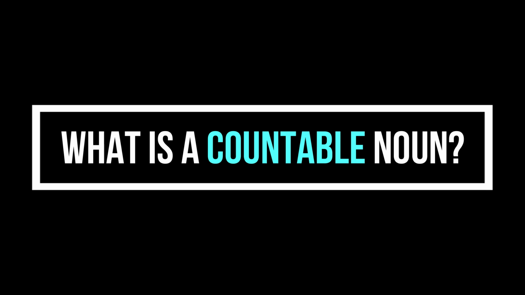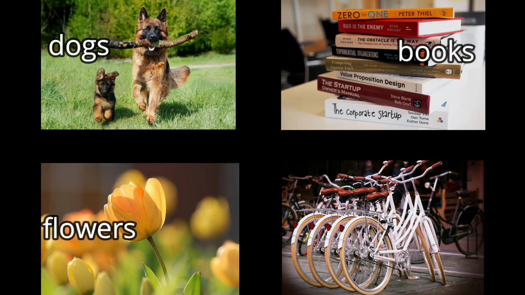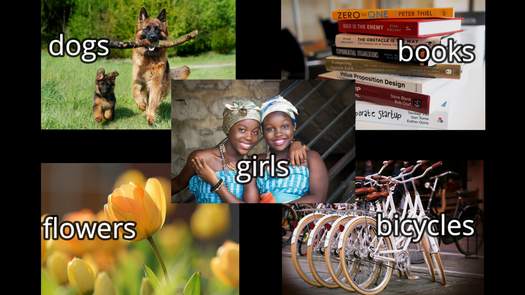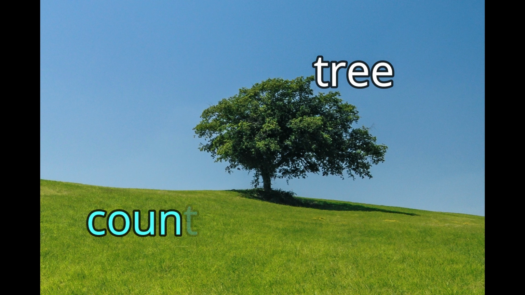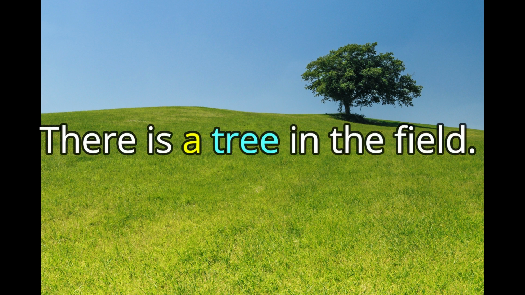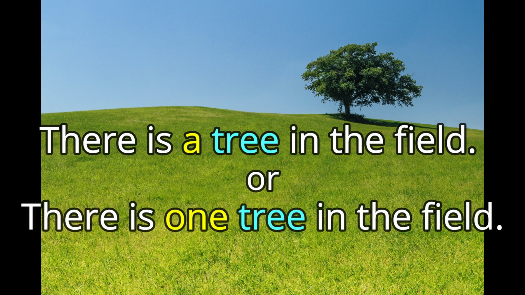What is a countable noun? Well, most nouns are countable. A noun like tree is a countable noun because we can count it. For example, we can say, there is a tree in the field, or there is one tree in the field.